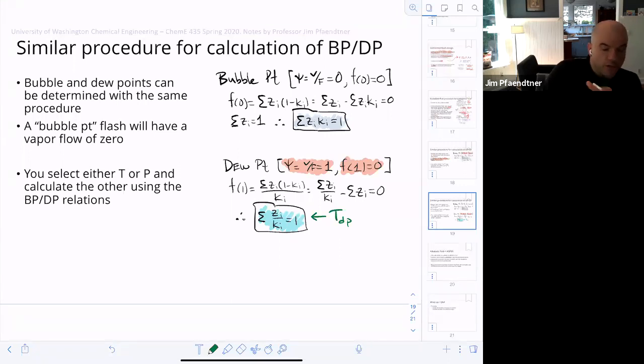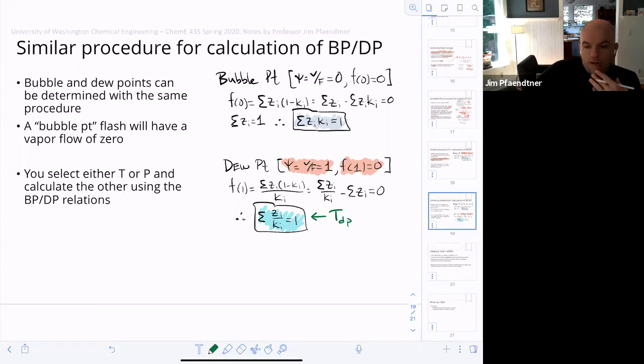You'll see this when you do process design in 485, because you'll have to take a process stream and deliver it at a different condition. The flash separator is normally the main way we do that. I think I see a question coming in.